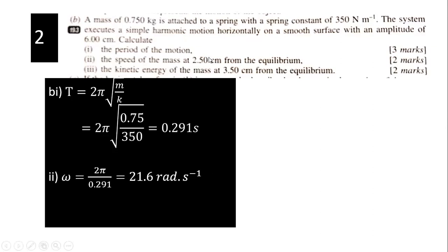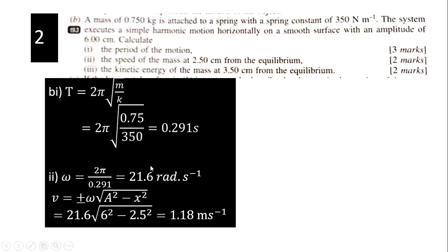Then calculate the speed at 2.5. So calculate your omega first, and use the equation. Put in your values. That's your omega. Amplitude is 6. I use cm. Then you have 2.5 there. Calculate it out. I change it to meter here. This is in cm.